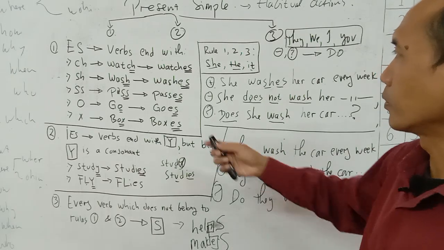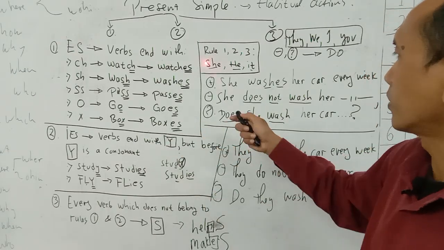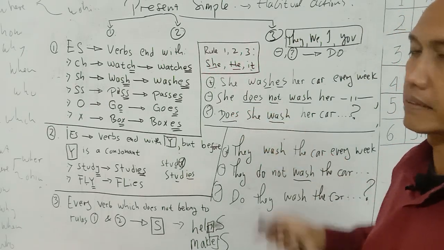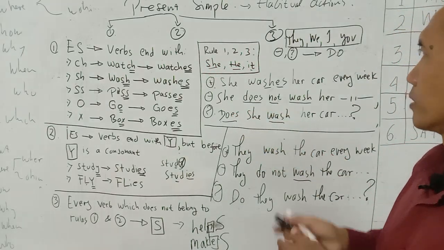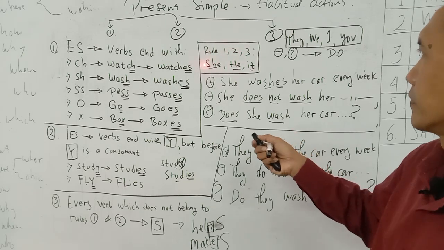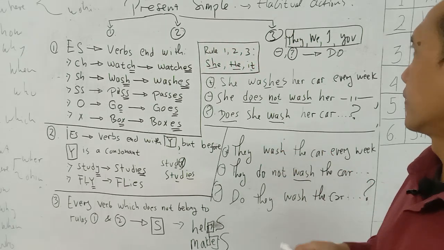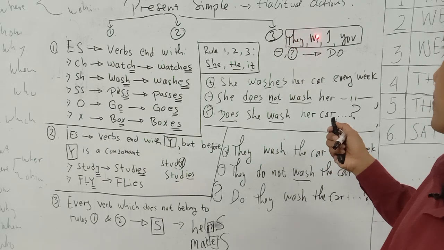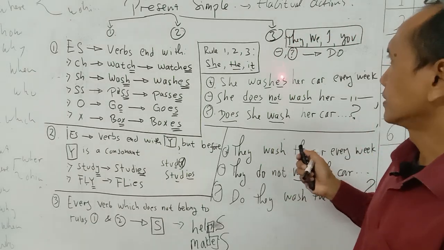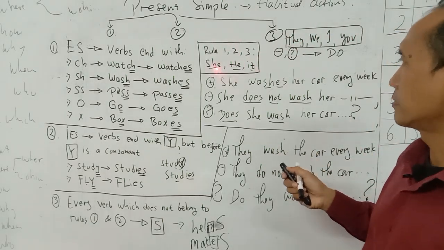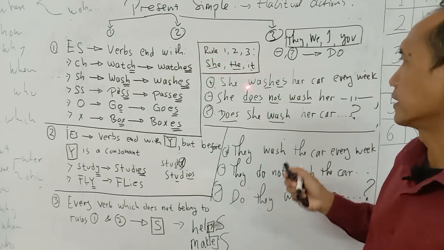Rule number 1, 2, and 3 are only for she, he, and it. They do not belong to they, we, or you. Okay? So rule number 1, 2, and 3 belong to she, he, and it.